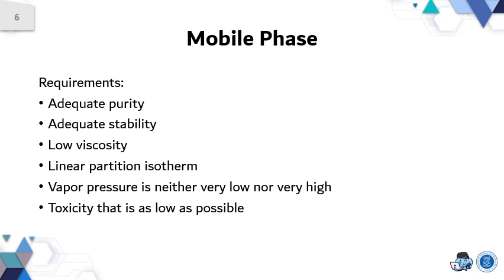The next component used in TLC is the mobile phase. The mobile phase should follow these requirements. First is adequate purity, then adequate stability, low viscosity, a linear partition isotherm, a vapor pressure that is neither very low nor very high, and toxicity as low as possible.